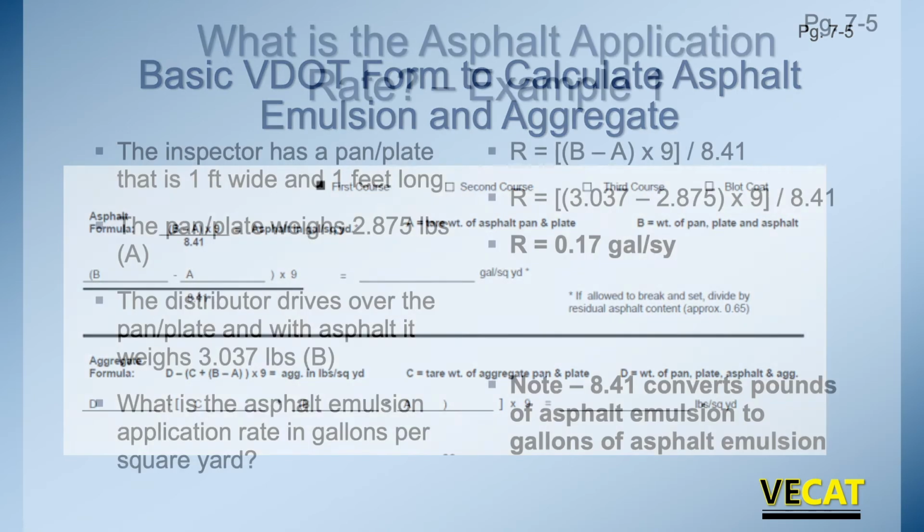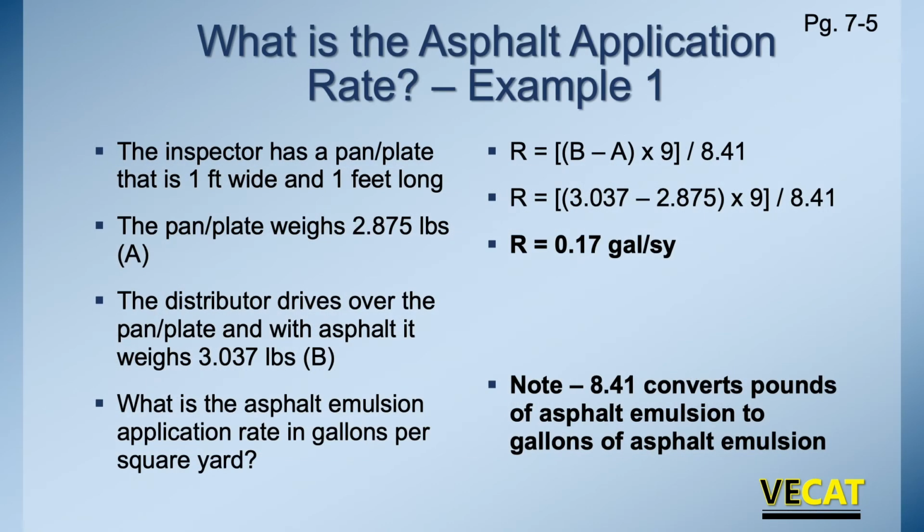So we're going to walk through this as an example or two just to help you understand the math. So the inspector has a pan or a plate that's 1 foot wide, 1 foot long. The pan or plate weighs 2.875 pounds. So we've set it on the scale and we've recorded the weight. The distributor drives over the pan or plate with the asphalt in it and now weighs 3.037 pounds. So we've added weight through that emulsion.